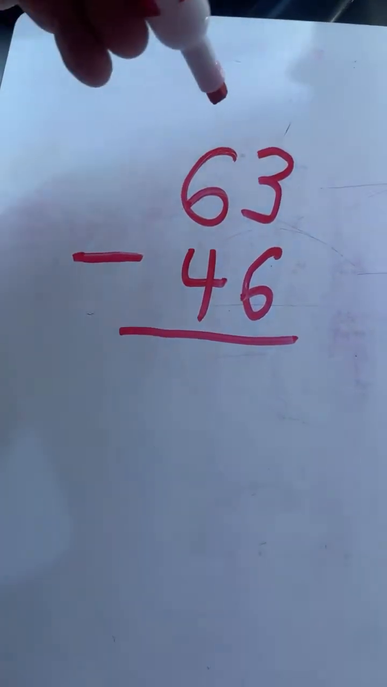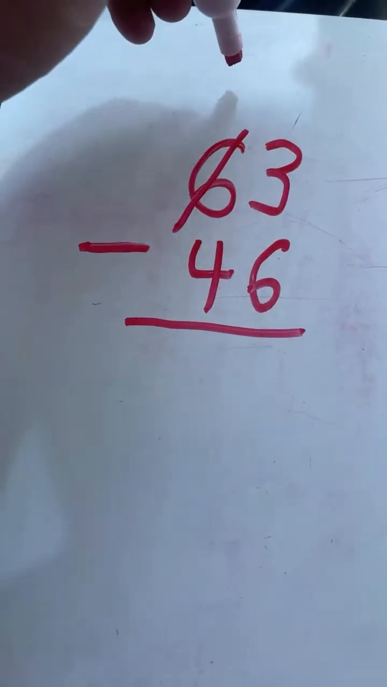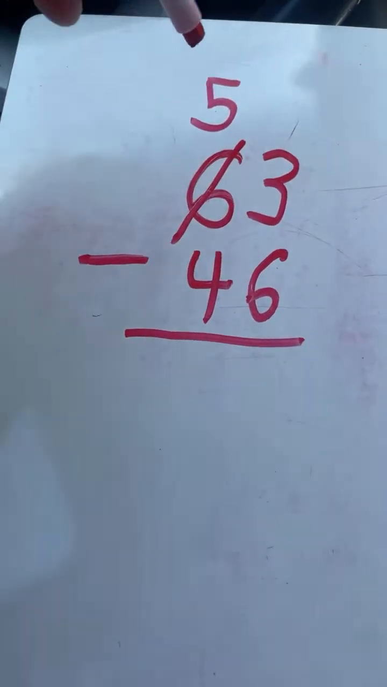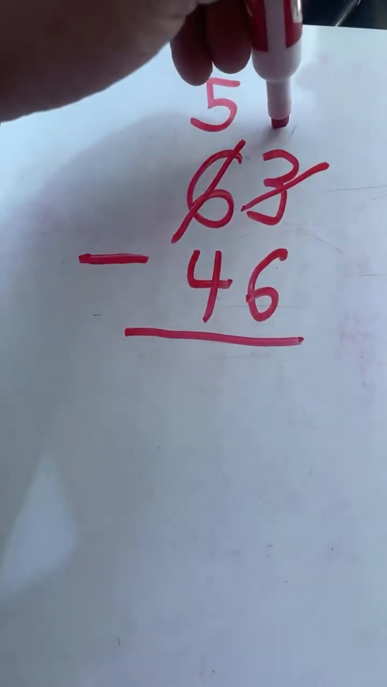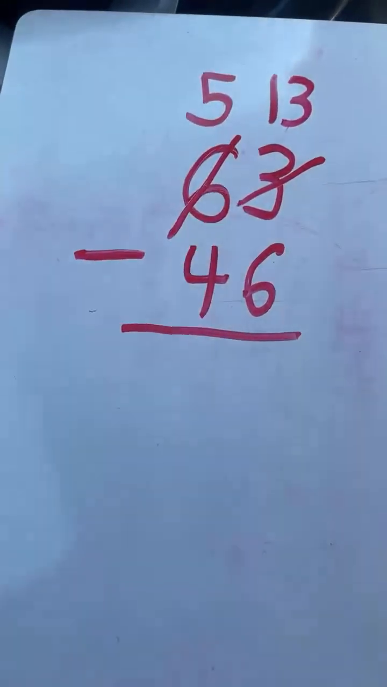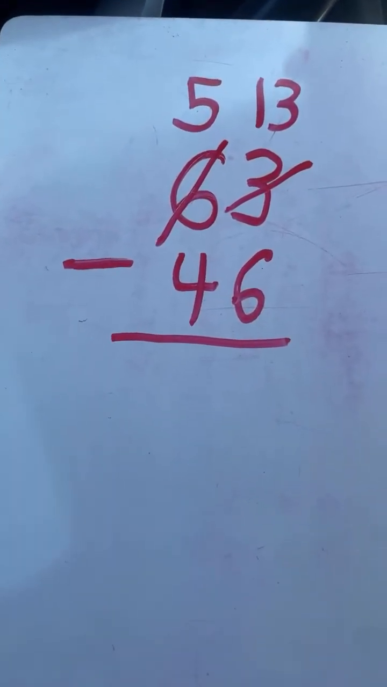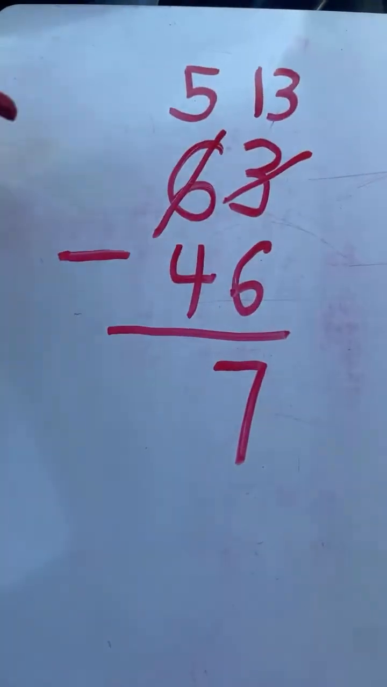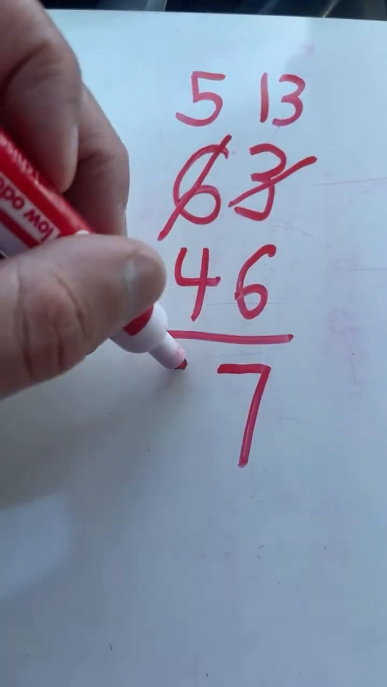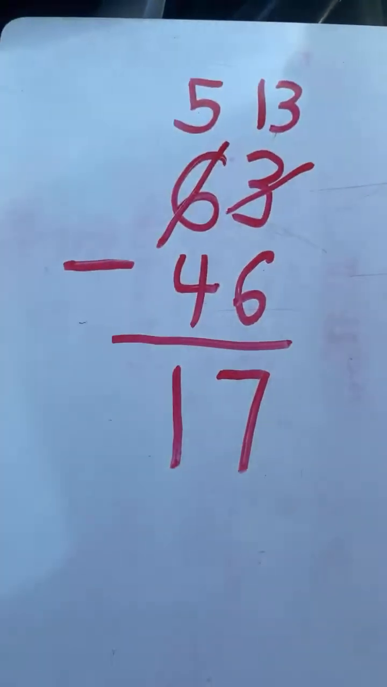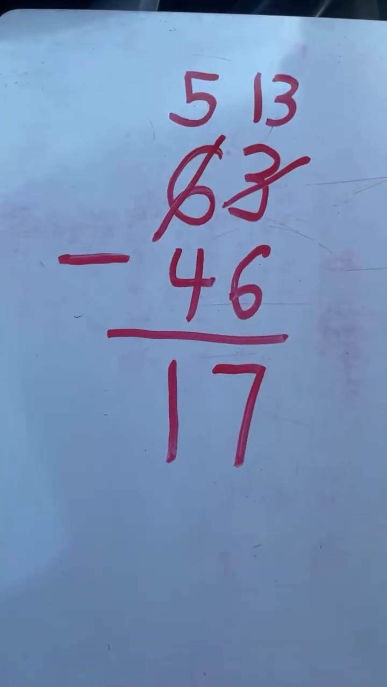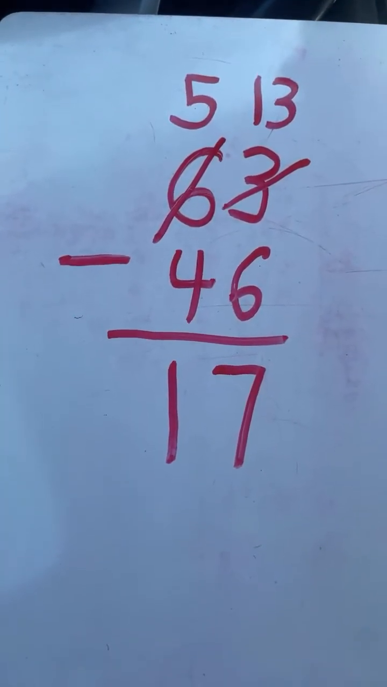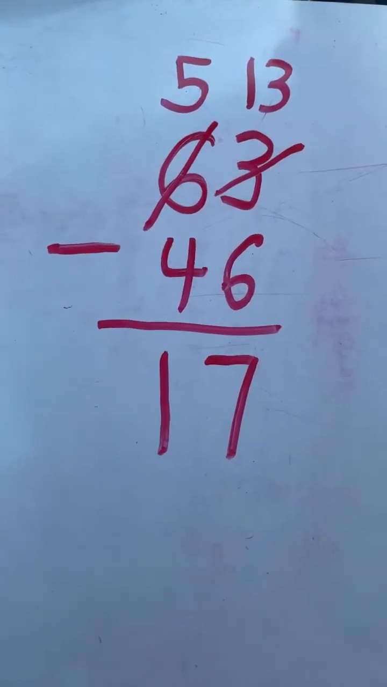So we regroup by taking a 10 from the tens place, so the 6 is going to become a 5, and adding a 10 to the ones place, so that 3 is going to become a 13. Now we can subtract. 13 minus 6 equals 7. 5 minus 4 equals 1. And we have our final answer. 63 minus 46 equals 17.